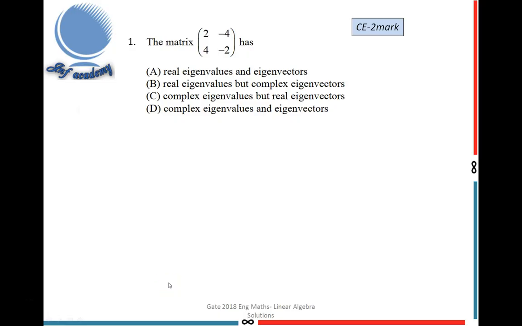Hello everyone. In this video, let us discuss the solution of GATE 2018 Engineering Mathematics questions related to the topic linear algebra, in particular eigenvalue and eigenvector concepts. All the necessary ideas for solving these problems have been given in the eigenvalue and eigenvector concept video.